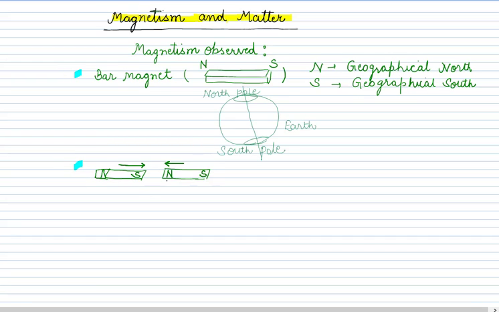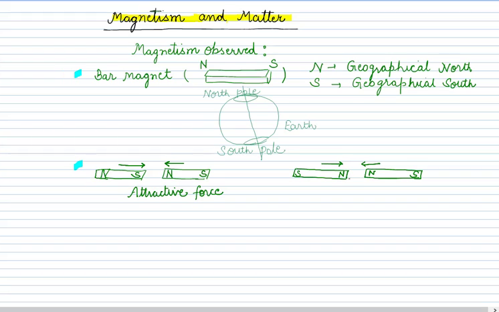If the south of one comes near to the north of the other, then they are attracted towards each other. That means there is an attractive force. So whenever two different poles of bar magnets are brought together, there is always a force of attraction. But what happens if two similar poles are brought together?